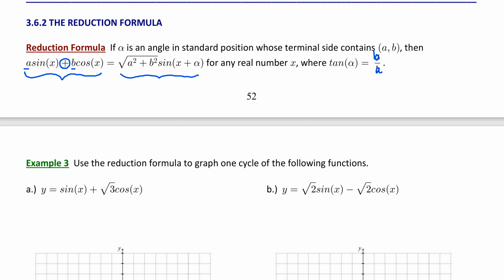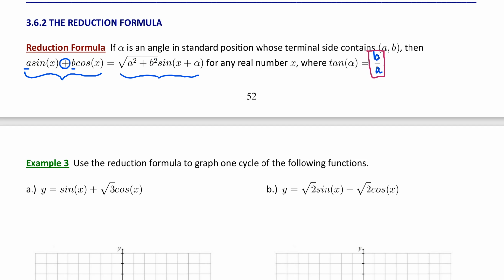So if alpha is an angle in standard position whose terminal side contains the point (A, B), then A times sine of x plus B times cosine of x is equal to the square root of A squared plus B squared times sine of x plus alpha for any real number x, where tangent of alpha is equal to B over A. Please correct my mistake on your notes. Change that ratio over there to B over A.